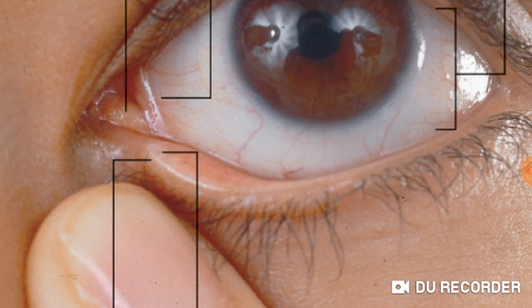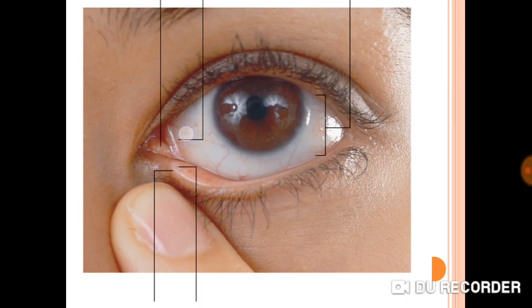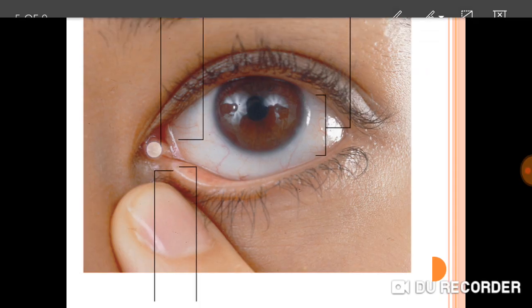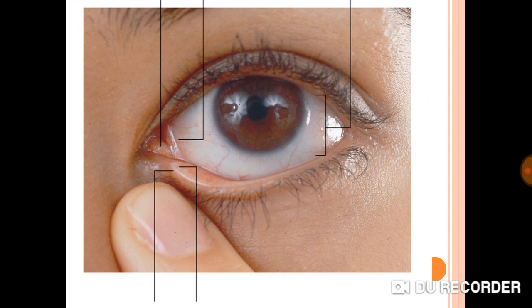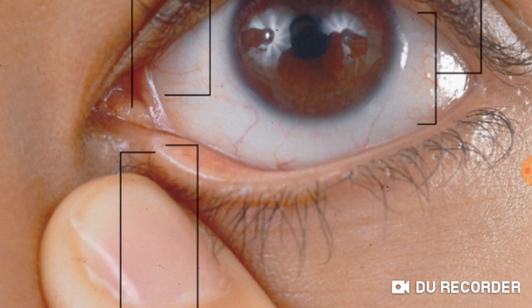Now this small punctum lacrimalis opens into the canaliculus lacrimalis, and together they form the lacrimal apparatus that drains the tears into the nose. We will study it in the upcoming videos. For now just remember that at the medial margin of the eyelids there is a small papilla called the papilla lacrimalis, whereas at the tip of the papilla lacrimalis there is the punctum lacrimalis.